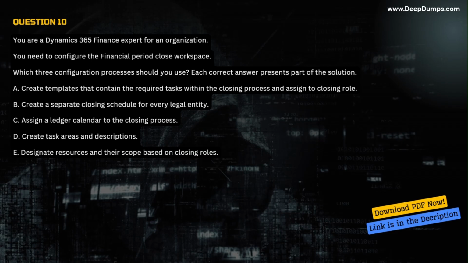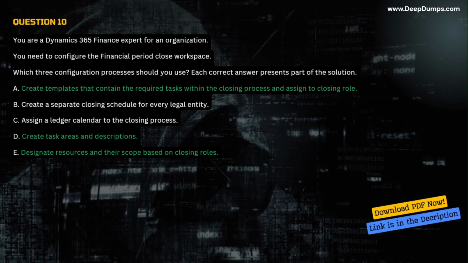A. Create templates that contain the required tasks within the closing process and assign to closing role. B. Create a separate closing schedule for every legal entity. C. Assign a ledger calendar to the closing process. D. Create task areas and descriptions. E. Designate resources and their scope based on closing roles.